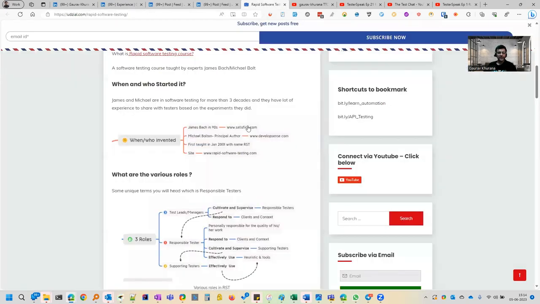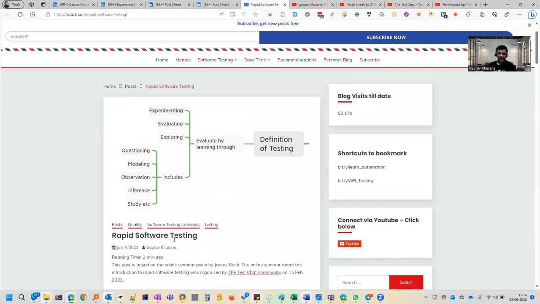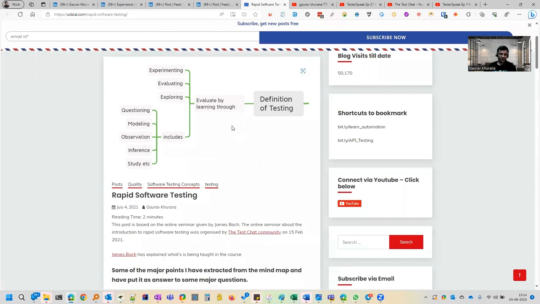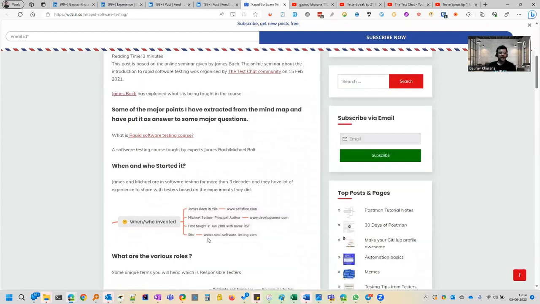And also I got a chance to attend Rapid Software Testing by James Bach. I think the fee of this event was $75, but because I won a contest, I got the chance to be here, and it was very nice. And I tried to summarize it on my blog.